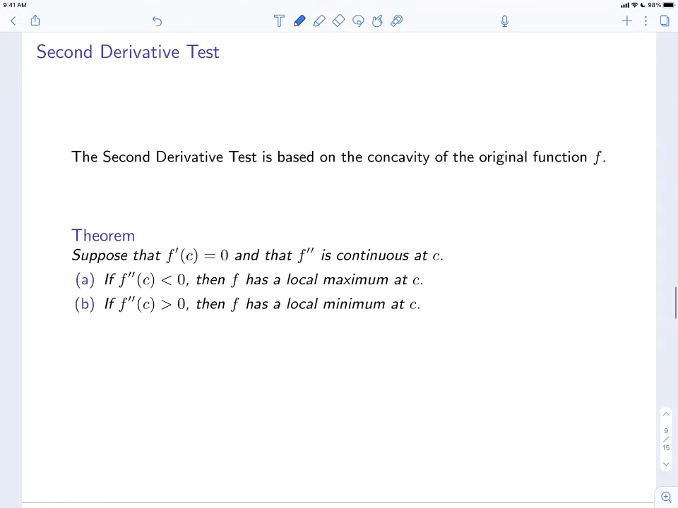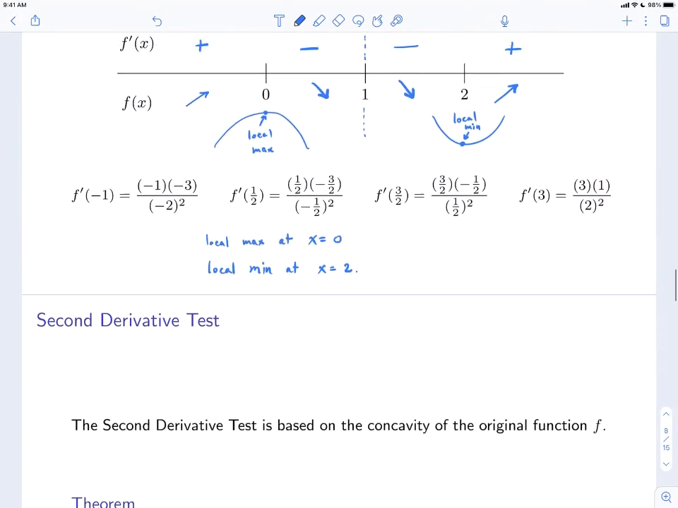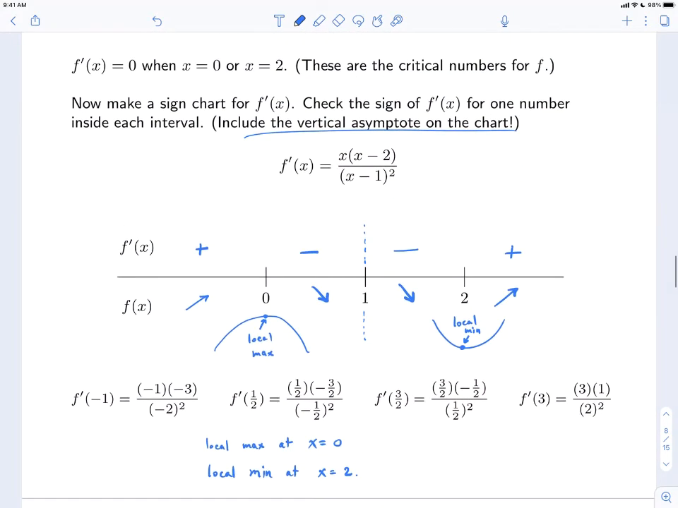This brings us to the second derivative test. The second derivative test is based on the concavity of the original function. As just sort of a hint, if we go back to our previous slide, let's take a look at this local maximum that we had at 0. Notice that the image here is concave down. If your image is concave down, then you have a little hill with a peak. So that will correspond to a local maximum.